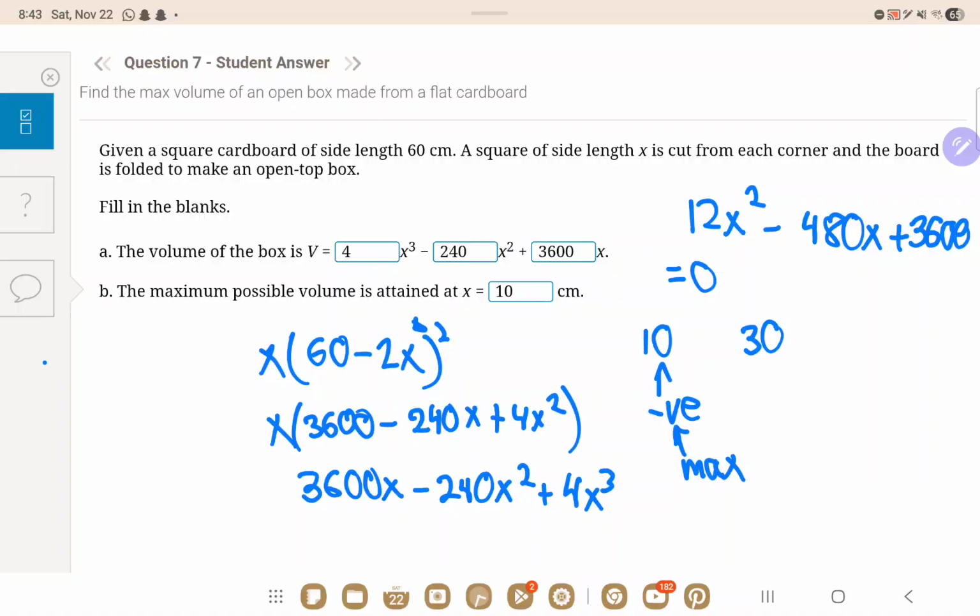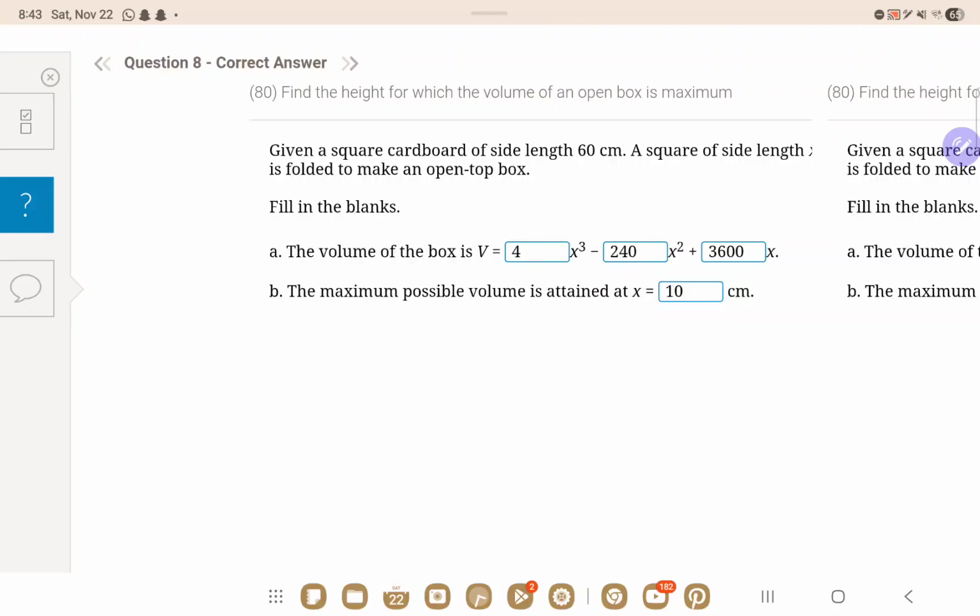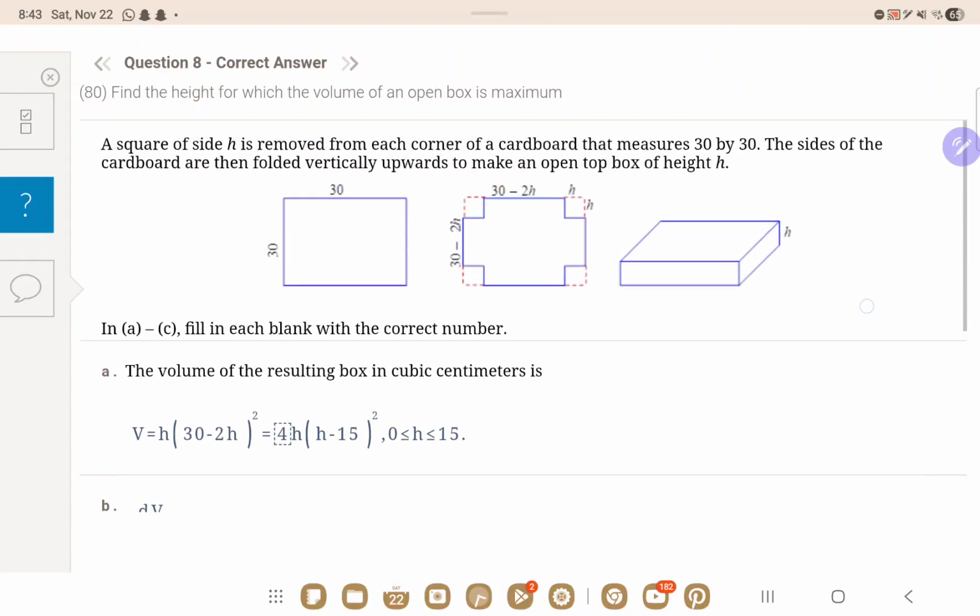And that's it. Moving on to our next question. In this question, we already solved it. It's the 30 minus 2h question, the exact same one, except they named it xh in this question. The exact same question though, even the exact same answer, which is 5. The only difference is they solved it in a different way.